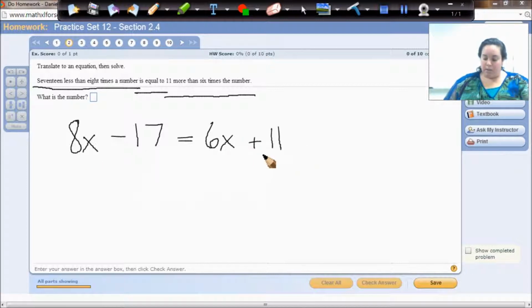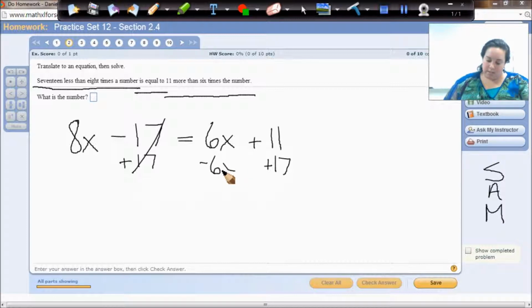All right, so this was definitely the hardest part of the whole problem. After that, we just solve it like normal. So remember the steps for solving. We're going to simplify both sides, but they're already simplified. Then we'll add or subtract something. So let's add 17 to both sides. Add 17 over here. They will cancel. Let's subtract 6x from both sides. Subtract 6x over here.